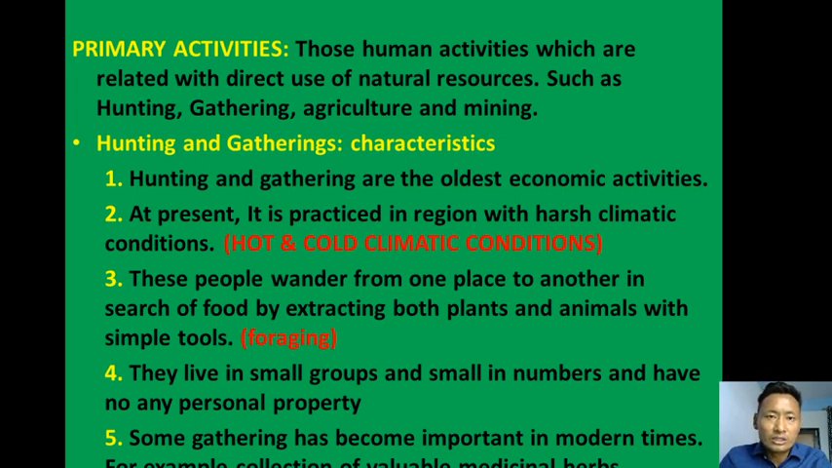In this chapter, we are going to learn each type of primary activity one by one. The first primary activity that we are going to learn here is hunting and gathering. Following are the main characteristics or features of hunting and gathering. Hunting and gathering are the oldest human economic activities. That means they were the oldest human activities adopted by human beings when they first appeared on this planet.